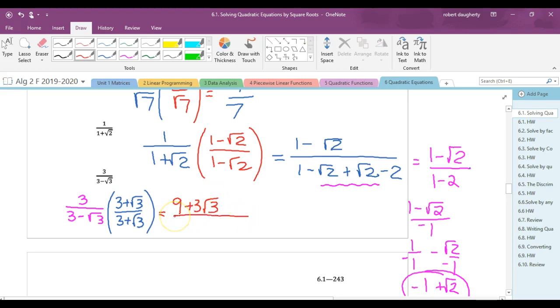And then on the bottom of this fraction, you multiply the first two terms together, you get 9. The outside terms, you get plus 3 square root of 3. The inside terms, you get minus 3 square root of 3. And what is negative square root of 3 times positive square root of 3? Negative 3. Okay. So this becomes 9 plus 3 square root of 3.